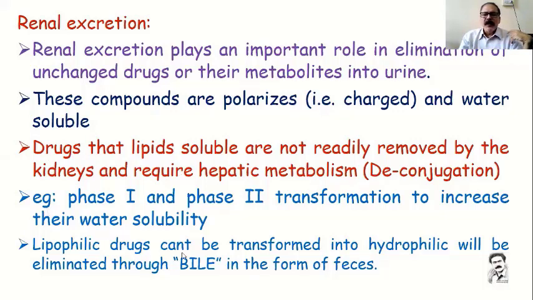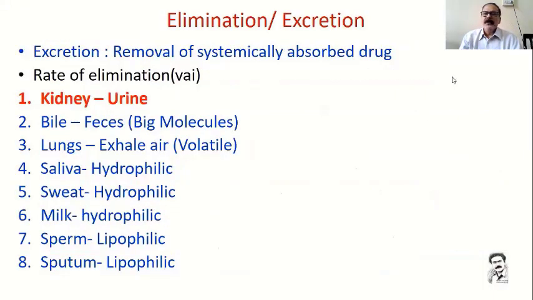Here lipophilic drugs that cannot be transformed into hydrophilic ones will be eliminated. If the drug cannot be converted into water soluble, then only they will go to the liver. There the bile will act. This bile will filter these lipophilic compounds and send them to the small intestine, and if the molecule is small, it will be converted into water soluble and sent to the kidney. If it is a big molecule, then it will come into the small intestine. That is what happens in the elimination part.